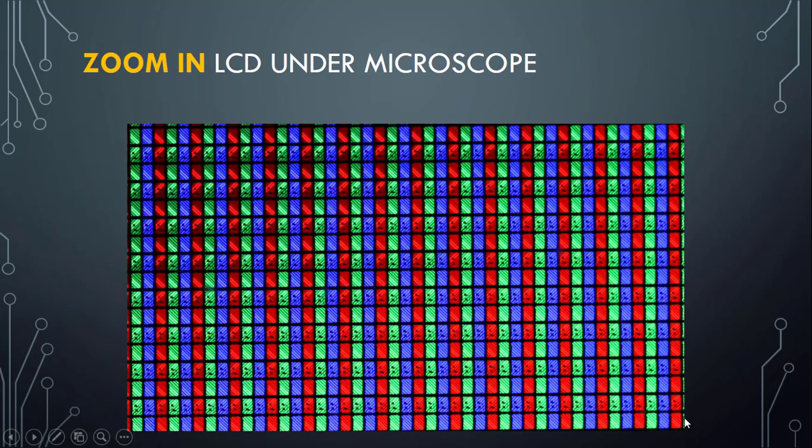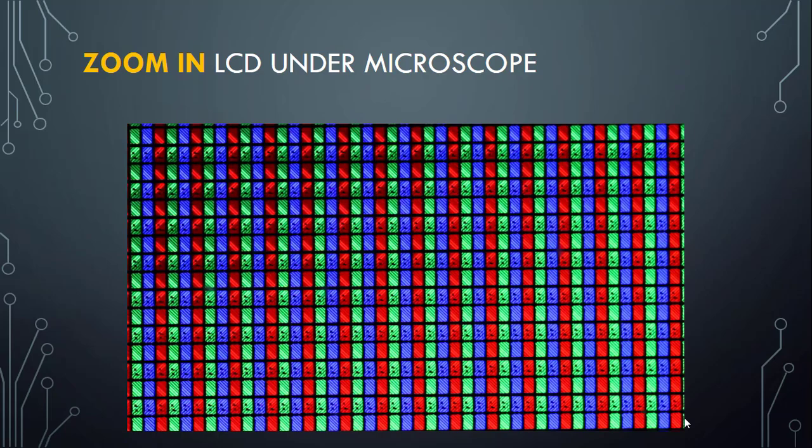So how would an LCD segment look under a microscope? Well, here's a zoomed-in picture of an LCD under a microscope. Clearly you can see for each liquid crystal segment we have different colors: red, green, and blue.